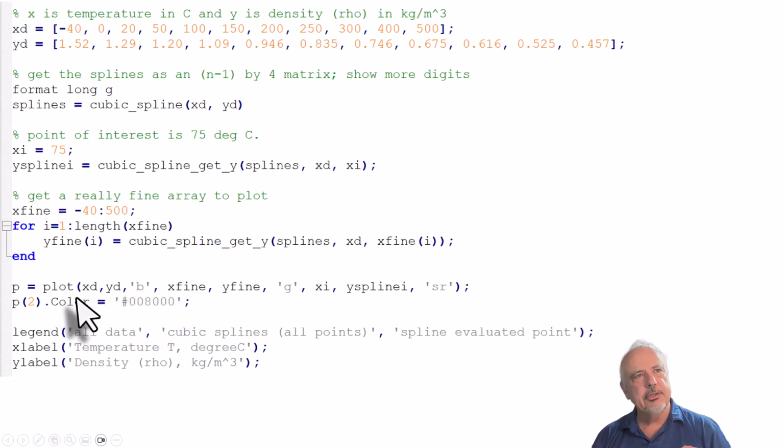Then I plot it out. So I plot the raw data. I plot as blue. So you're going to see jagged line segments. Then you're going to see the very fine one in green. And then my point of interest, I'm going to see it as a red square. So then I go ahead and label things up. So let's see what it looks like.